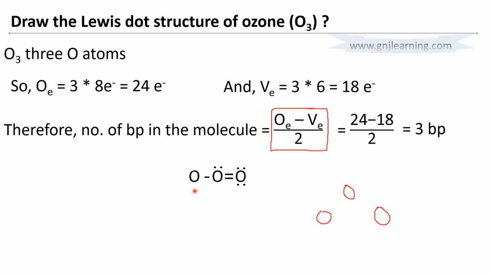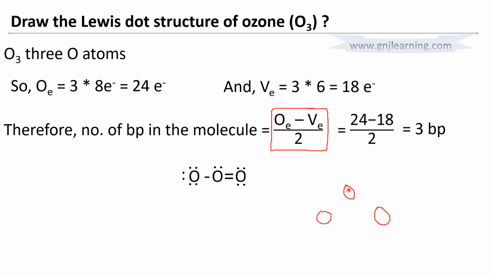Next is this one. It has only one pair, so it requires 3 more pairs. I am giving it 3 lone pairs. Now if we want to verify how many electrons are there, it must have only 18 in this. So let's calculate: 1, 2, 3, 4, 5, 6, 7, 8, 9. 9 pairs of electrons will give 18 electrons. 9 pairs means 18 electrons.